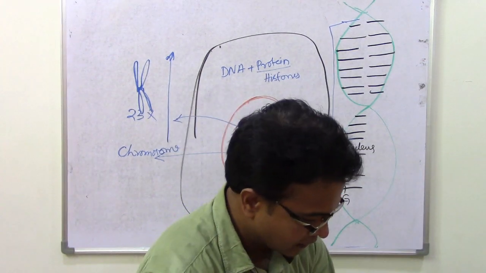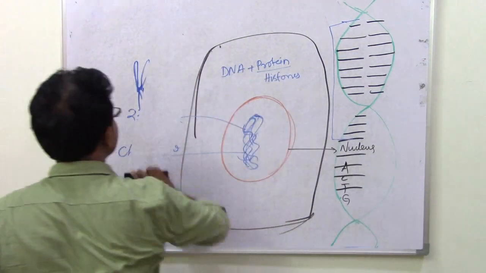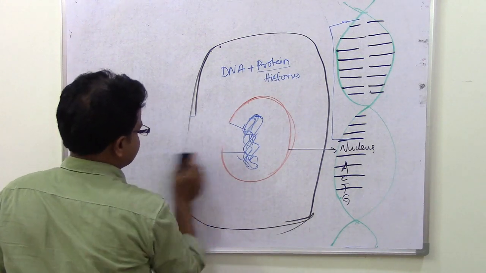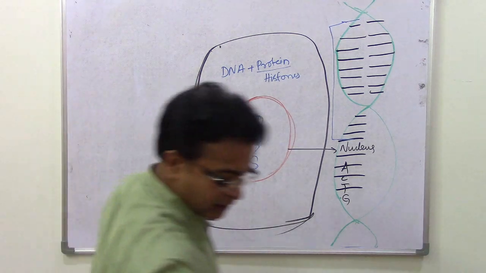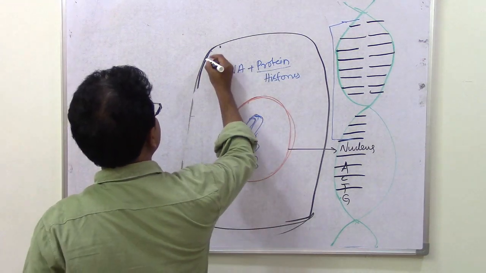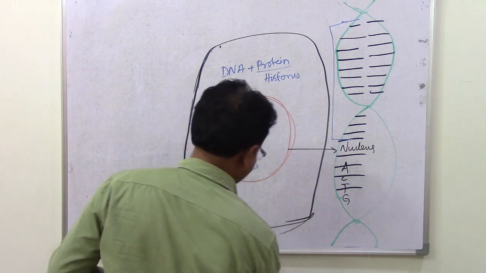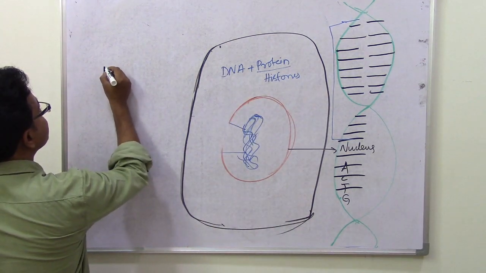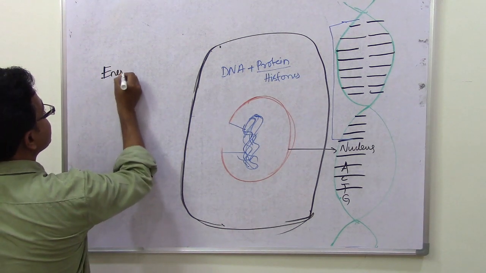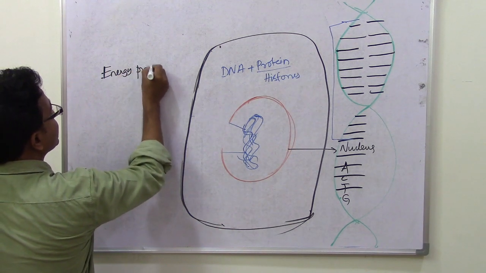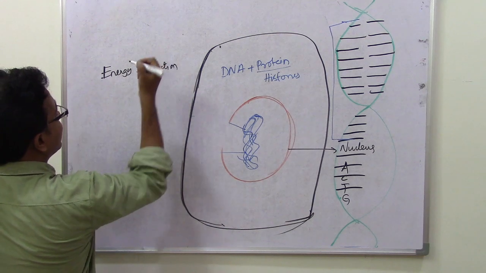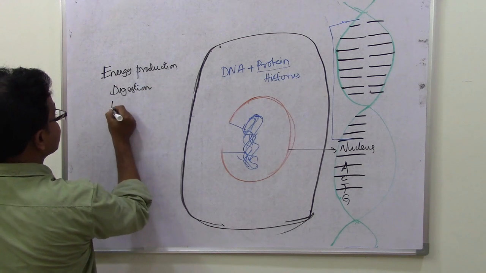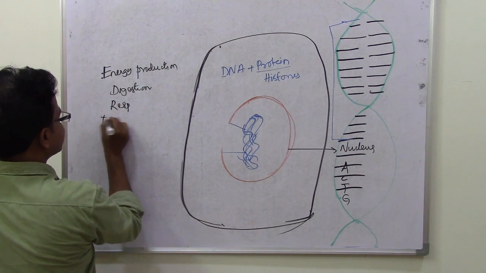So we all know that cells do different functions. Yes or no? Yes. Cells do different functions. A single cell is doing different functions. What are the different functions? Say for example, energy production, digestion, respiration, excretion.